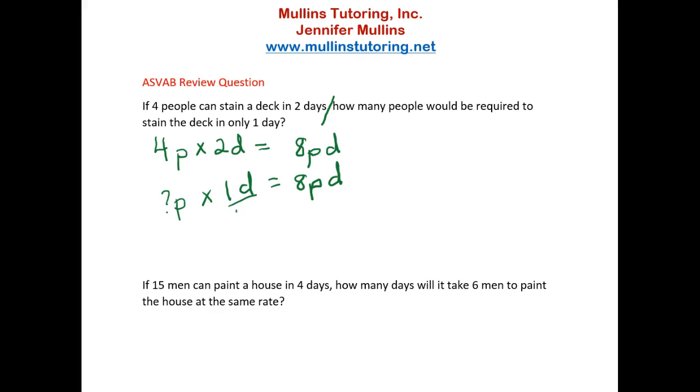So I'm going to divide both sides by 1 day. Now this will get rid of my day unit. So now I'm just left with 8 people over 1, or 8 people. One of the common mistakes I see on this problem is that people will often write 2 people instead of 8 people. But we must have it so that it equals the rate that we found in the first half of the problem.